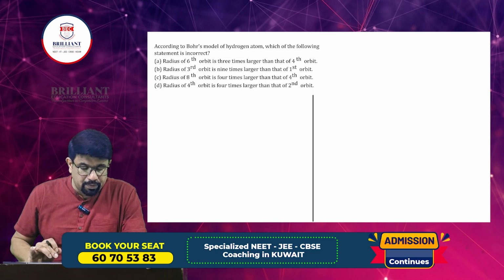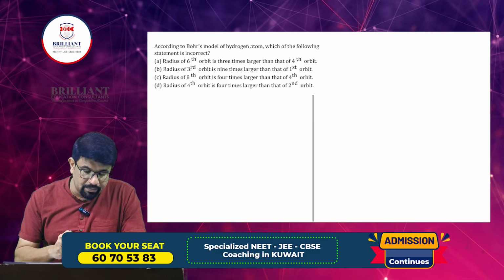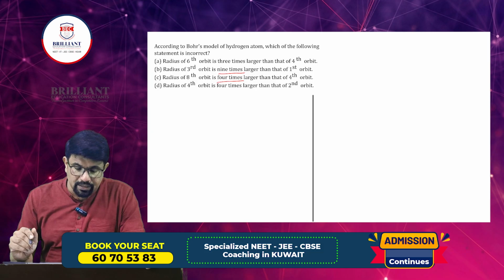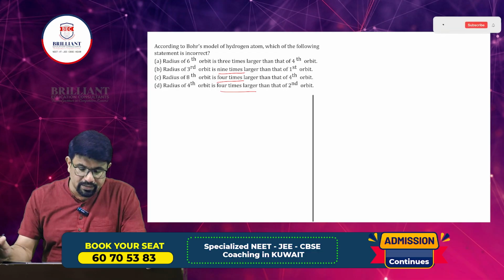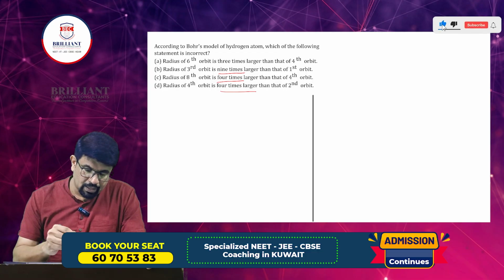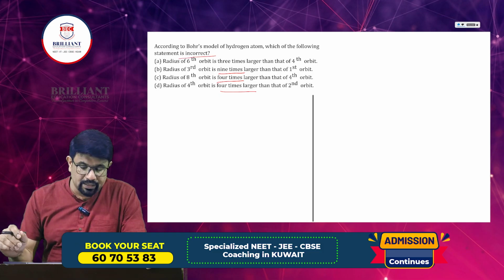Radius of 6th orbit is 3 times larger than that of 4th orbit. B option, radius of 3rd orbit is 9 times larger than 1st orbit. The radius of 8th orbit is 4 times larger than that of 4th orbit. The radius of 4th orbit is 4 times larger than the 2nd orbit. Actually, they are asking which statement is incorrect.